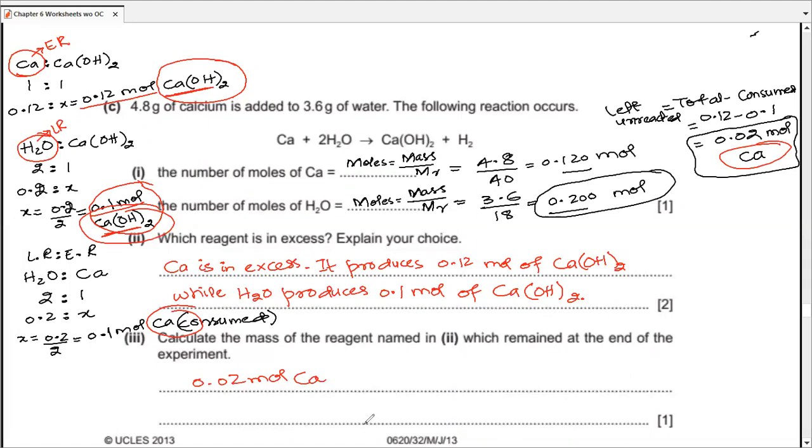The exact thing that I wrote in the last steps. Total moles of calcium 0.12, consumed moles 0.1, left unreacted 0.02. Just like I did last time. Just put all three values in there, the total number of moles of calcium, the consumed number of moles of calcium, and the left unreacted number of moles of calcium. That way you're going to get 2 marks.